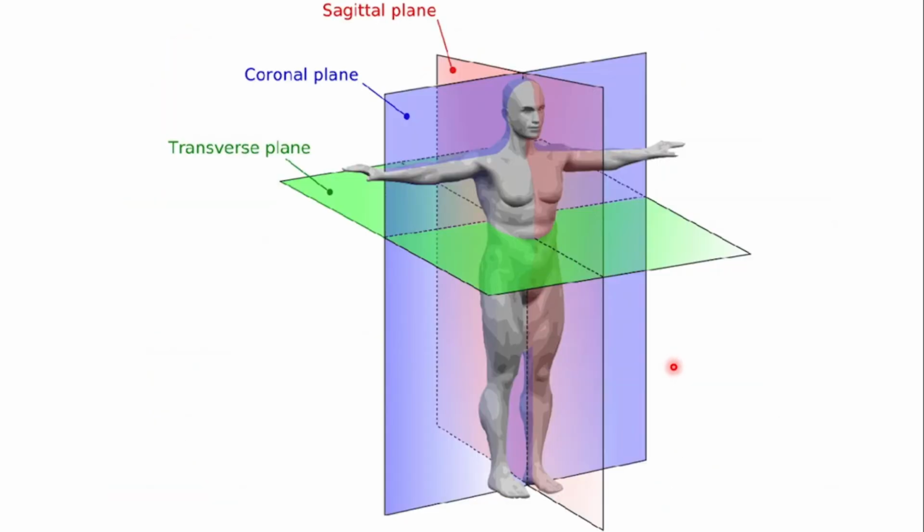And let's combine them all together. And so we have the sagittal plane, we have the coronal plane or the frontal plane, and we have the transverse plane. Okay, so hopefully you have a better understanding of these things.